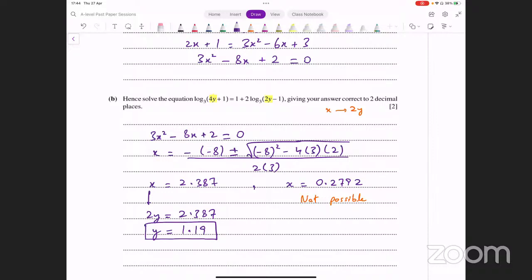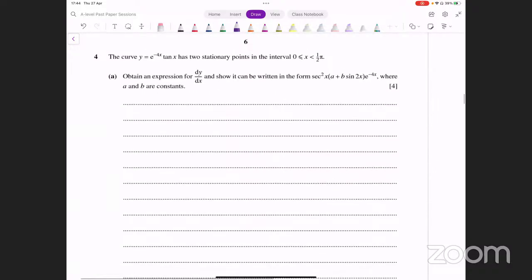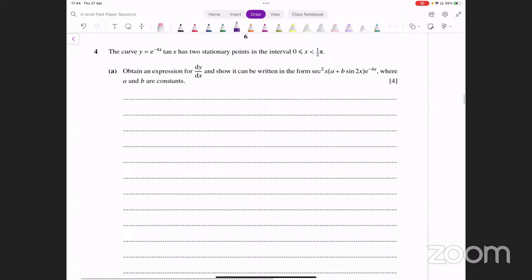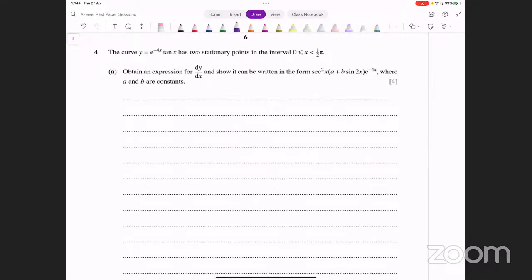Okay, let's do question number 4 now. So now it says the curve y equals e raised to power minus 4x into tan x has two stationary points in this interval from x 0 to pi over 2.